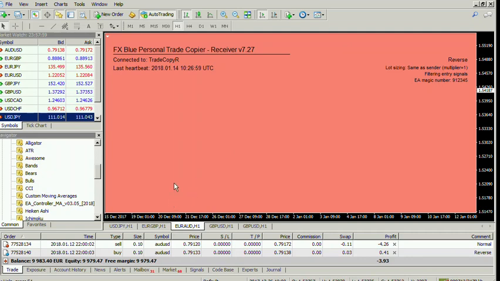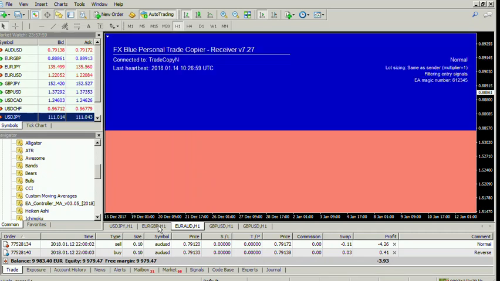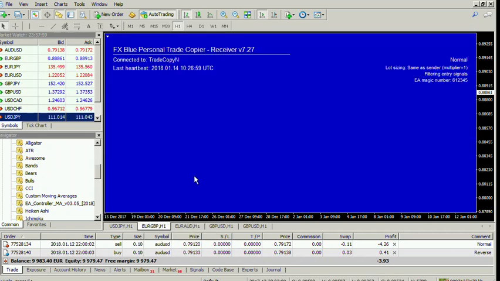So these receivers will receive all the trades. Every trade that comes into this receiver will invert the trade and the other receiver will copy it as normal.